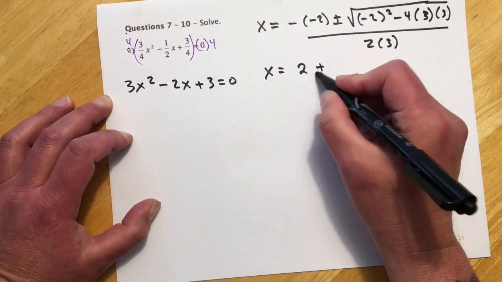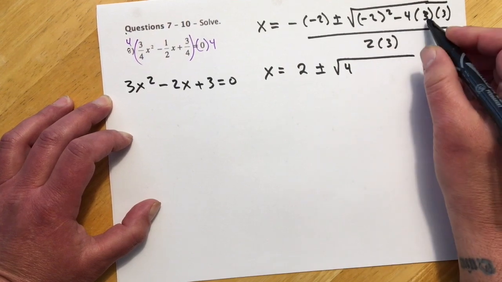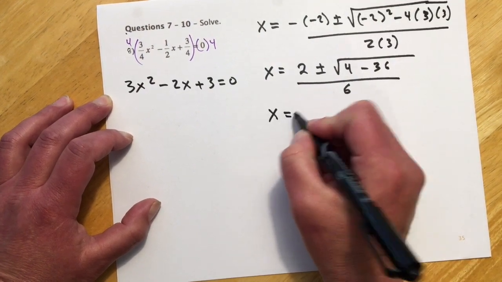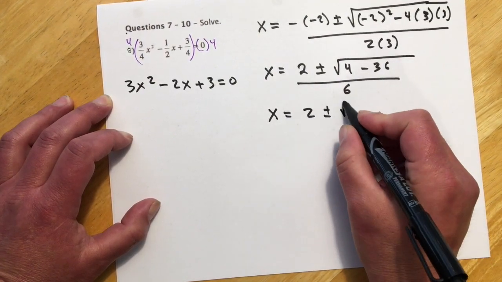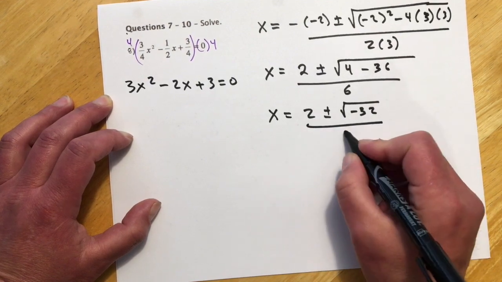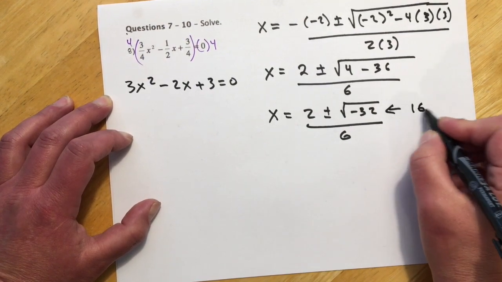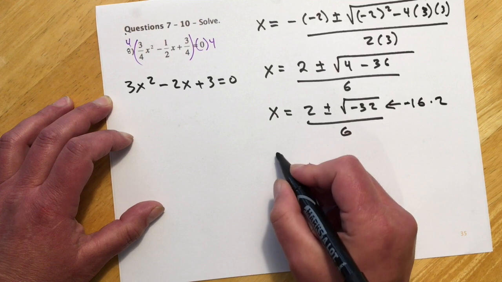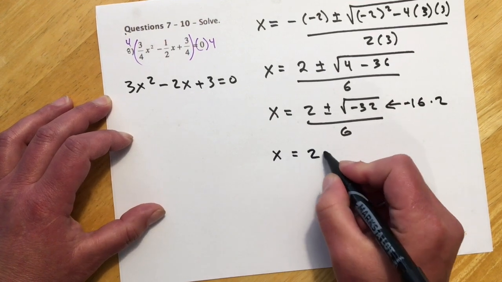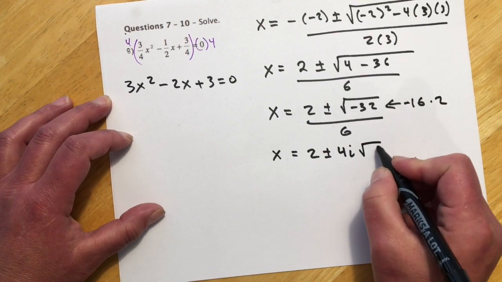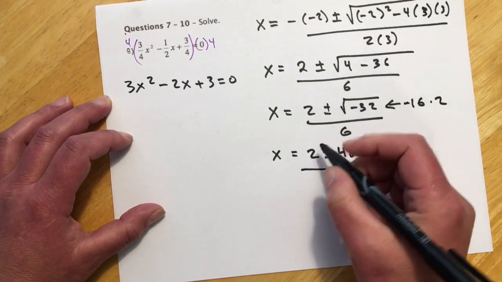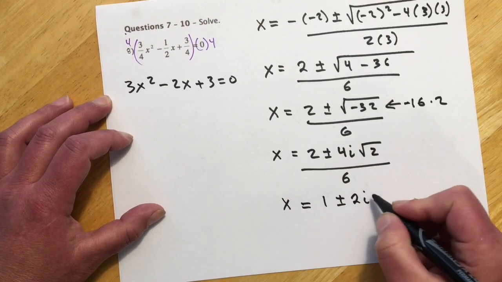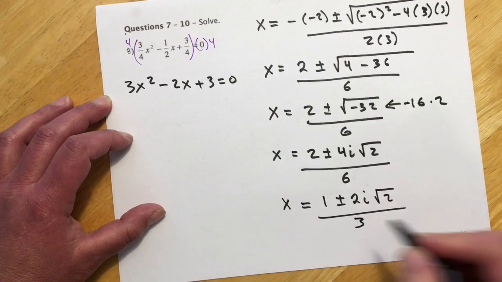So x equals 2 plus or minus 4 times 9, that's 36, over 6. So x equals 2 plus or minus, this is negative 32 over 6. And that right there is a 16, or you think of it as negative if you like, 16 times 2. So 4i is going to come out. So x equals 2 plus or minus 4i root 2 over 6. And that can knock a 2 out of everywhere. So 1 plus or minus 2i root 2 over 3.